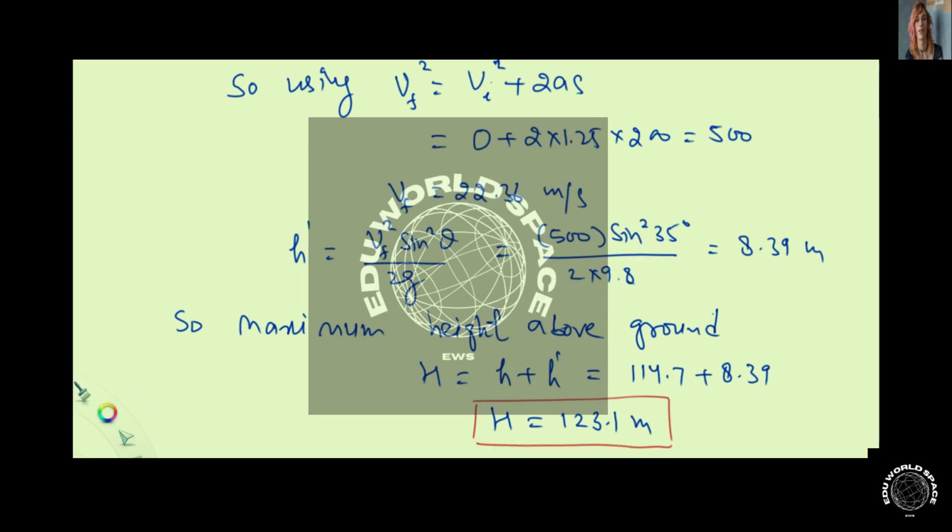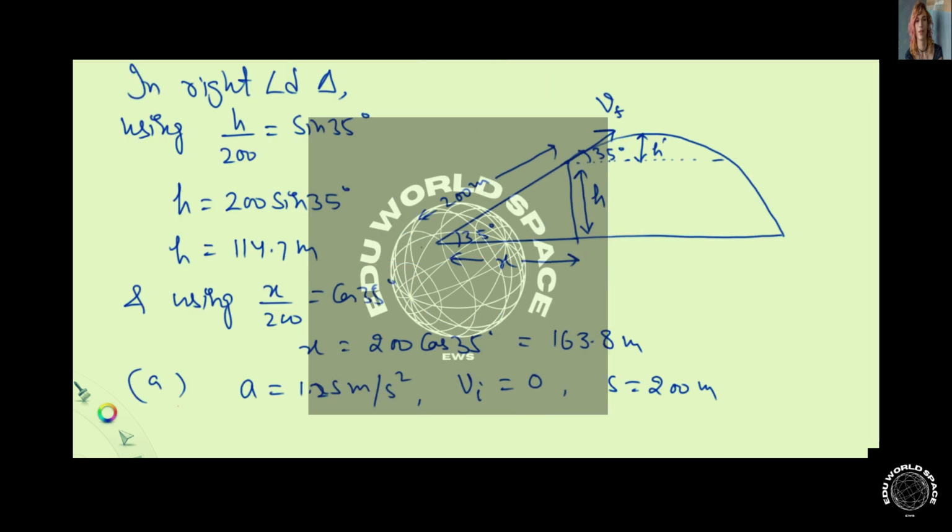Okay, now we have to find the maximum horizontal range beyond point A. This is point A, for which x is already known. We have to find x dash, the horizontal distance traveled in the air, for which we will find time. In order to find time taken by this projectile to cover this height h, we will resolve this Vf in two components, Vfx and Vfy.